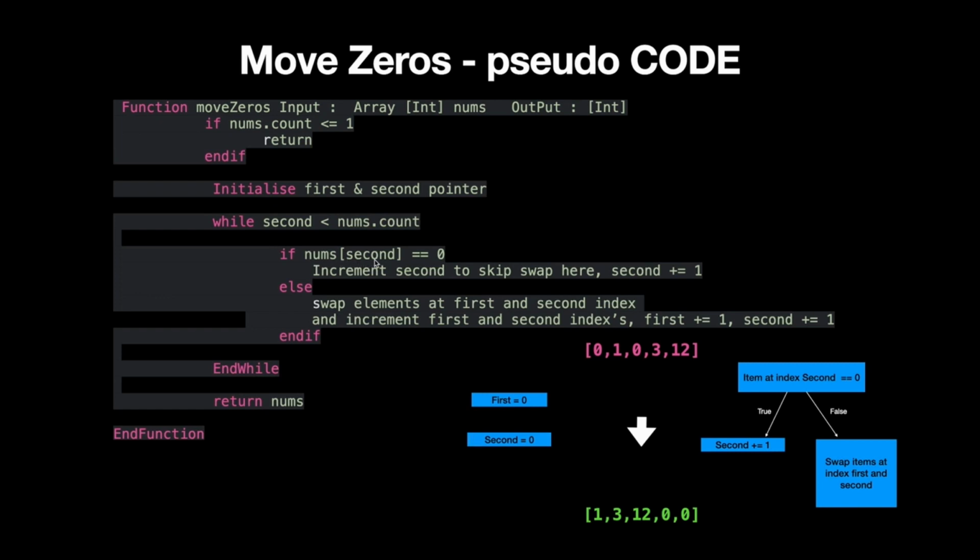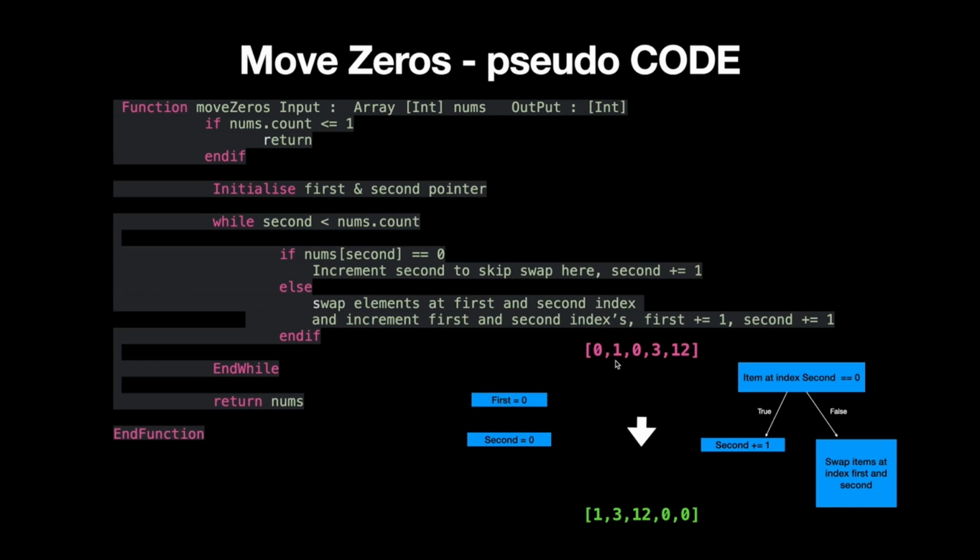So if the item at index second is 0, then we'll skip to the next index in second. Second will be incremented by 1, right? We'll skip the item for second index. And if it is not 0, then we will swap the first and second index items and we'll increment both first and second, right?